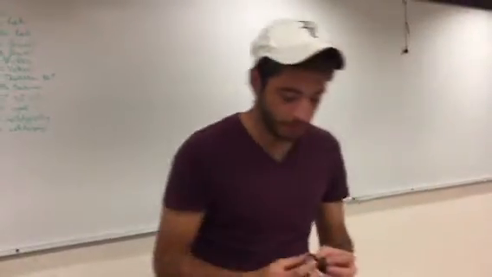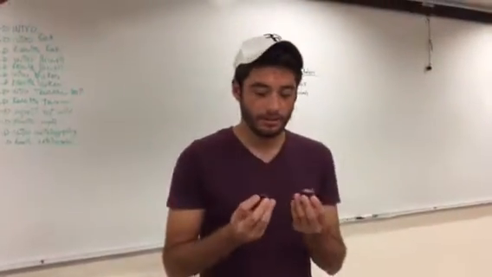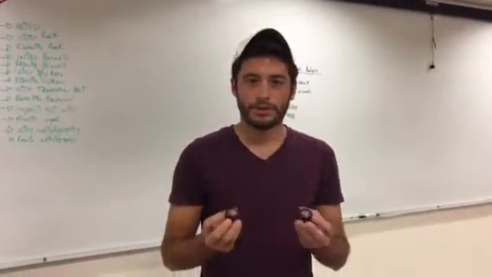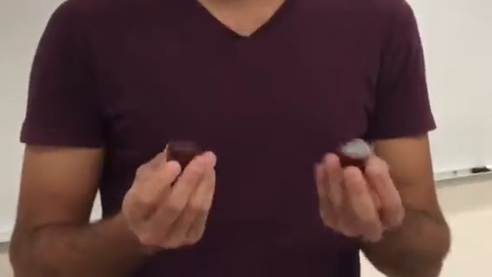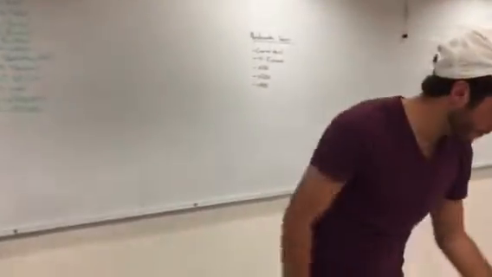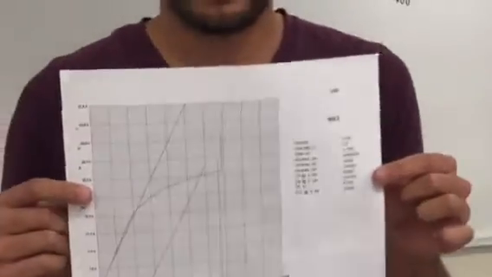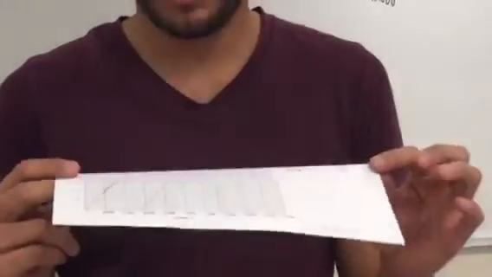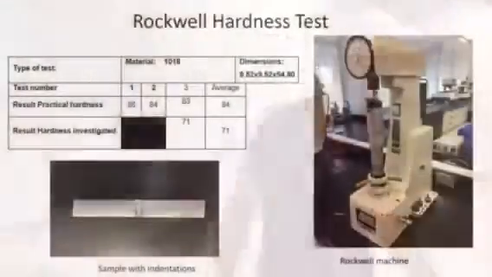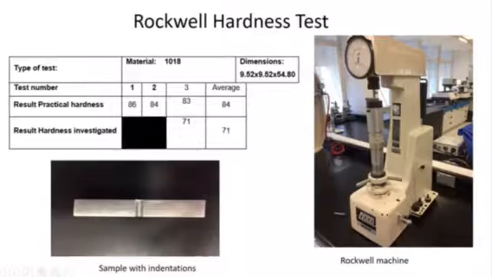And finally, we have to make some bakelites to make the Vickers test and the metallography. And also for the tension test, we have to print the graph for the tension test. The first test was a Rockwell machine.